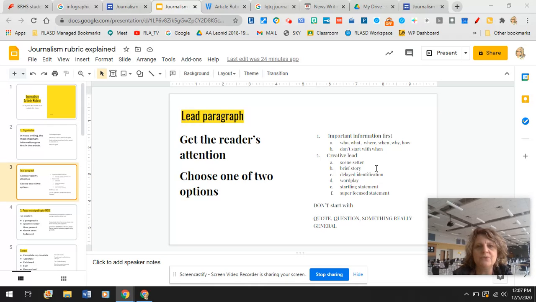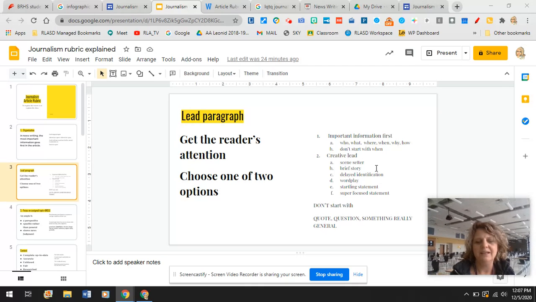Another thing that you can do is some wordplay. You can also have some sort of startling statement or startling statistic, something that might shock the reader about the topic that you're talking about, or even just have them react in an emotional way.